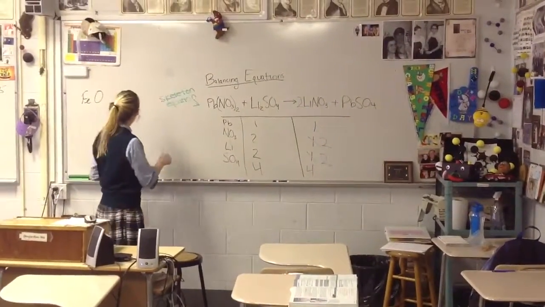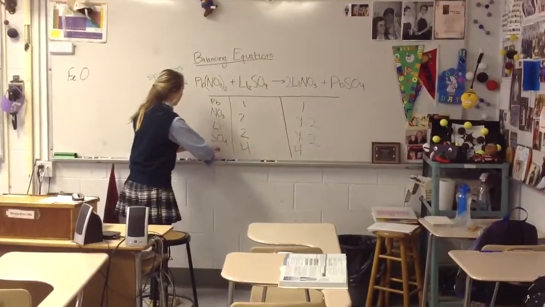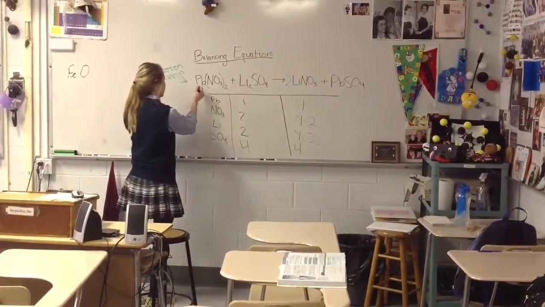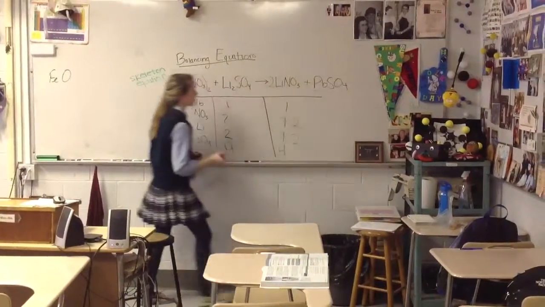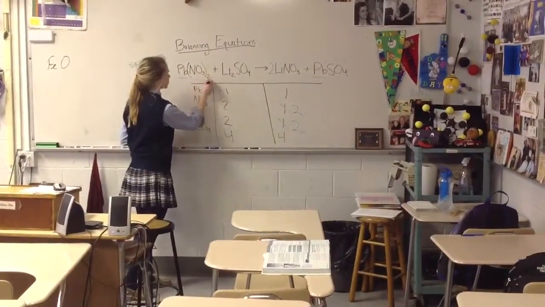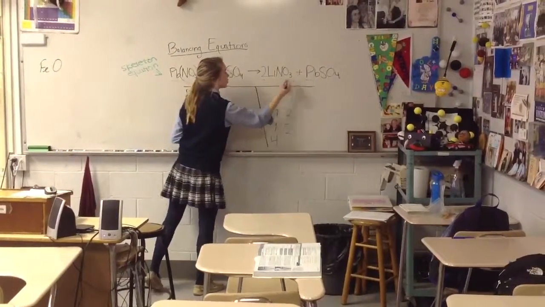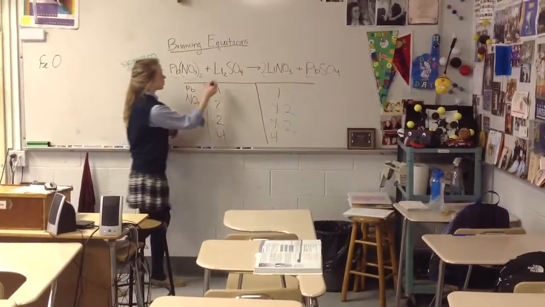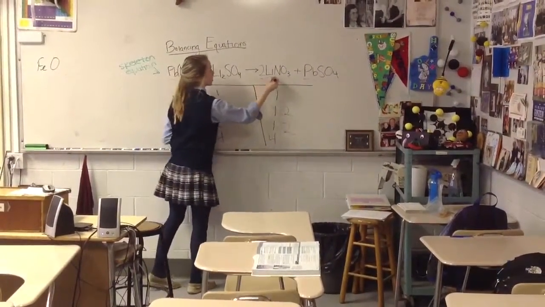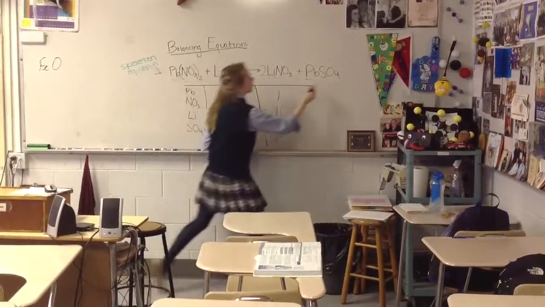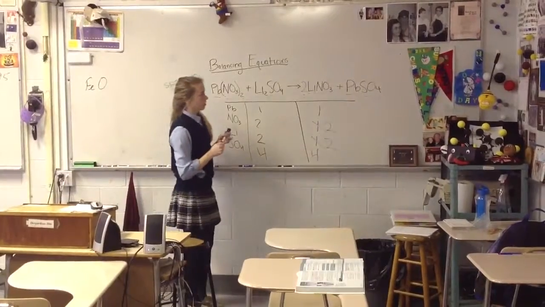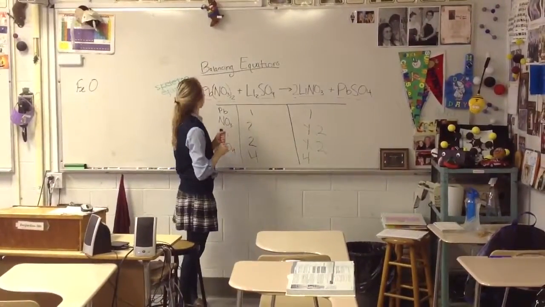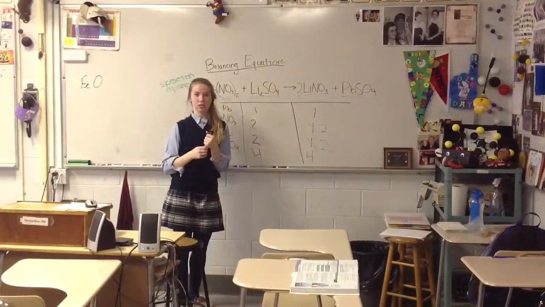So then you go back and you make sure that everything is balanced. 1 lead here, 1 lead here, 2 nitrates here, 2 nitrates here, 2 lithium, 2 lithium, 1 sulfate, and 1 sulfate. Once the equation balances out on both sides, the skeleton equation has turned into a balanced equation.